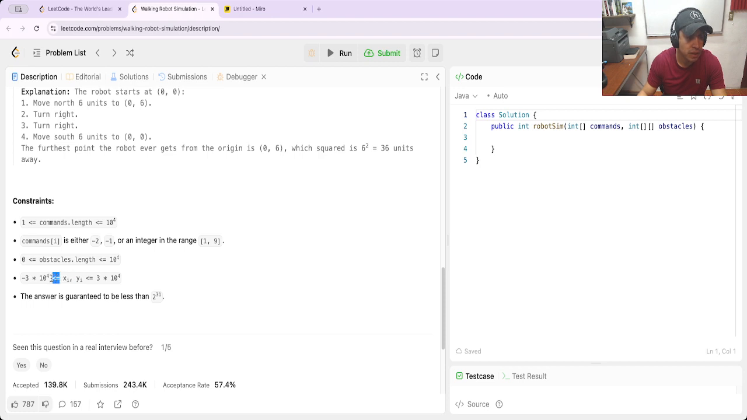And this is the position. It could be negative and positive numbers. The answer is guaranteed to be less than the limit.